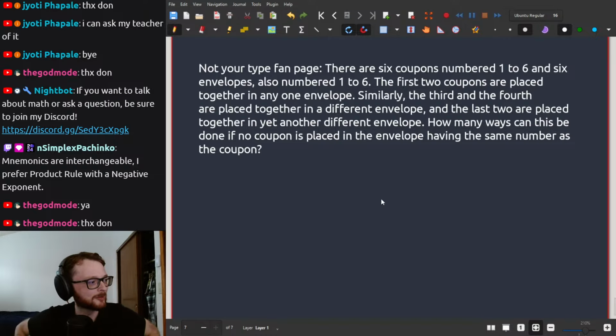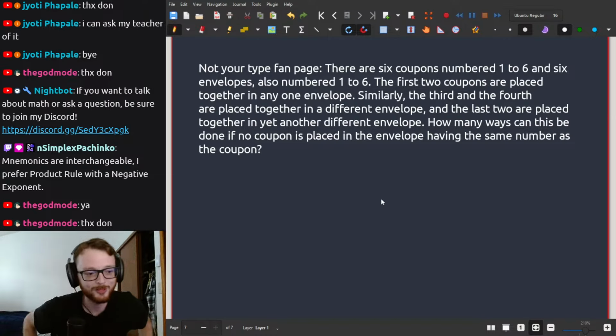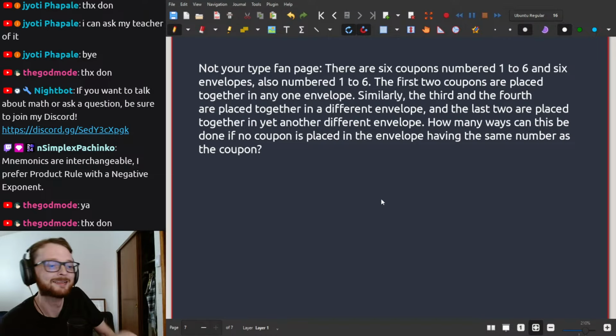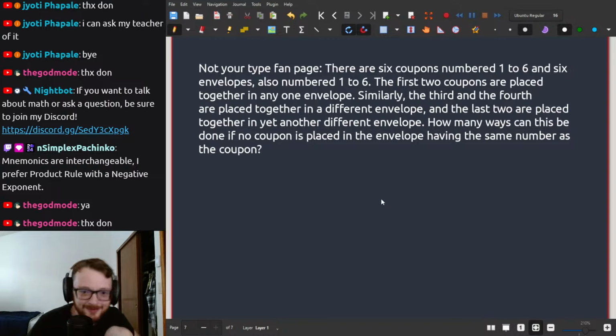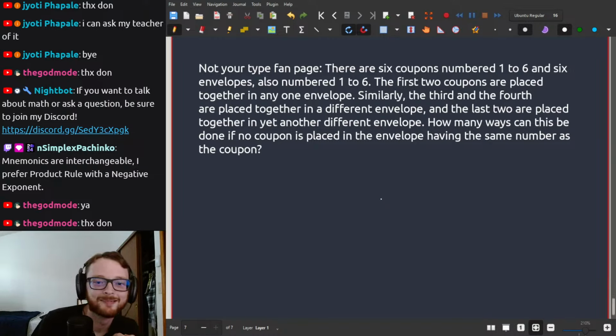This is kind of funky. It feels like it's a trick question. So let's just go through the process here. The first coupons are numbered 1 and 2.